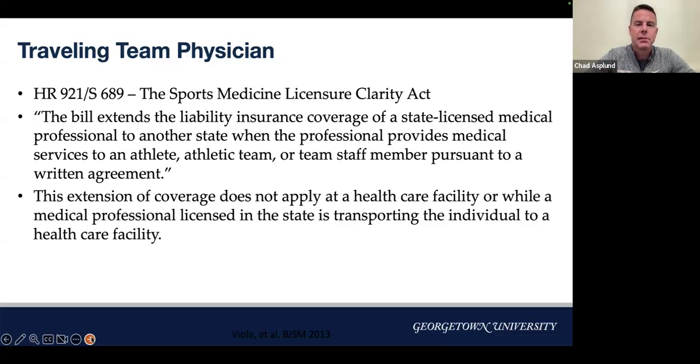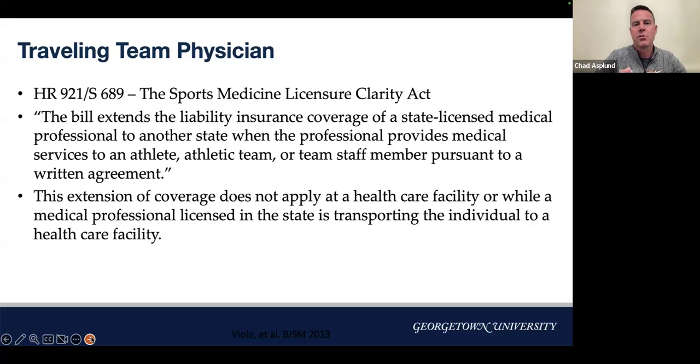But it would be impractical and nearly impossible for a team physician to then have to look at the schedule ahead of time and say, well, I need to get a license in all of these different states because I'm traveling with the team to play there. There are some key components to this law to be aware of. So the bill extends liability insurance coverage of the state licensed medical professional to another state when the professional provides medical services to an athlete, athletic team, or team staff member pursuant to a written agreement.